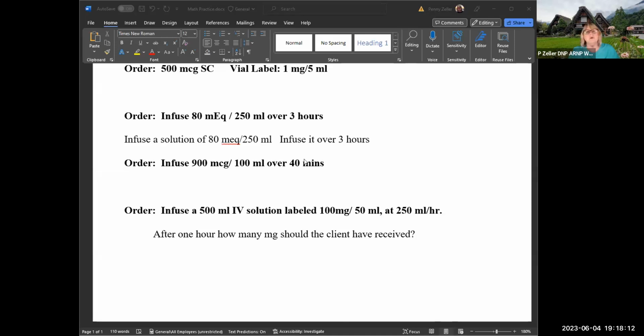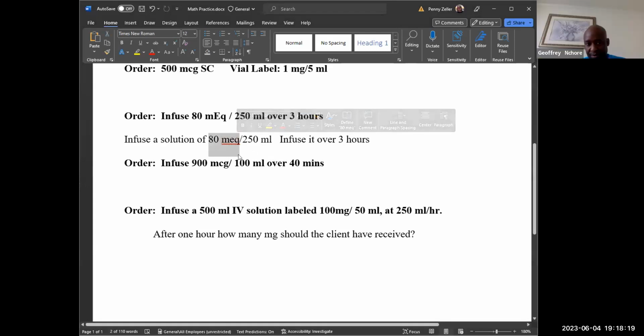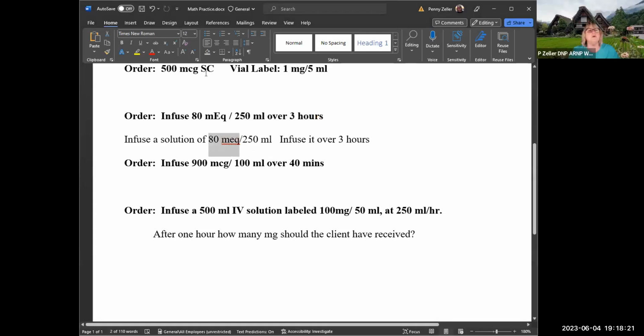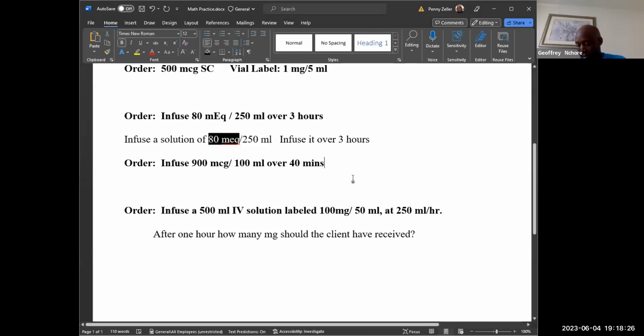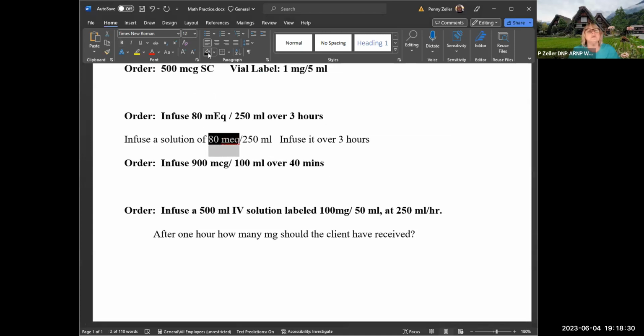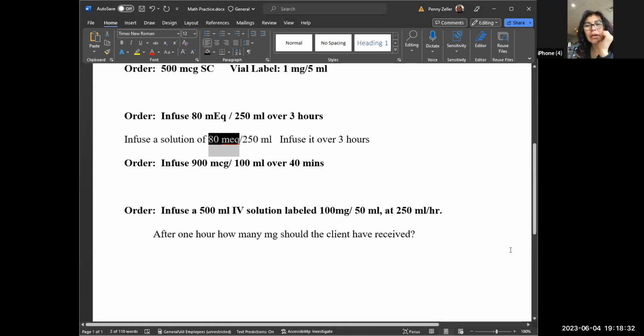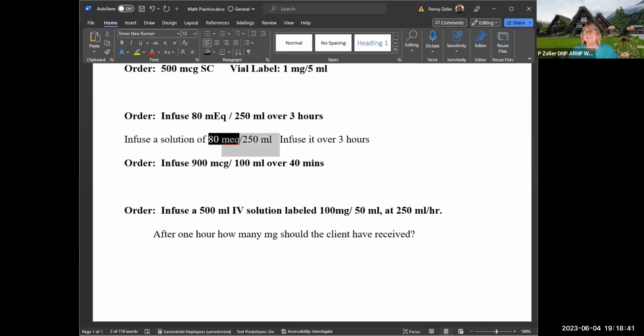No. If I were to just put a picture of a bag here, this has 80 milliequivalents, which is insignificant in this problem. How can I make that clear in my mind, so I don't think I have to plug that number in just because I'm figuring out the rate? Yeah, I'm trying to figure out how to tell you.